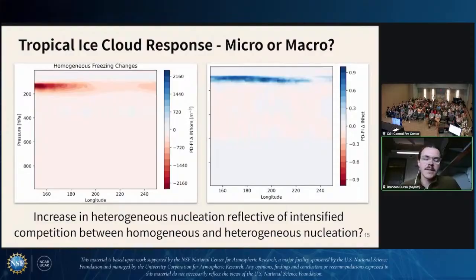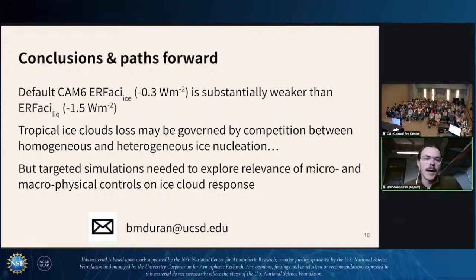But that's a pretty early story that we have here, and we really need to do more testing to try to unpack whether it's the microphysics that's really driving this, or whether there might be some macrophysical changes, potentially related to changes in the vertical transport of water vapor that's getting up to this upper layer of the atmosphere.